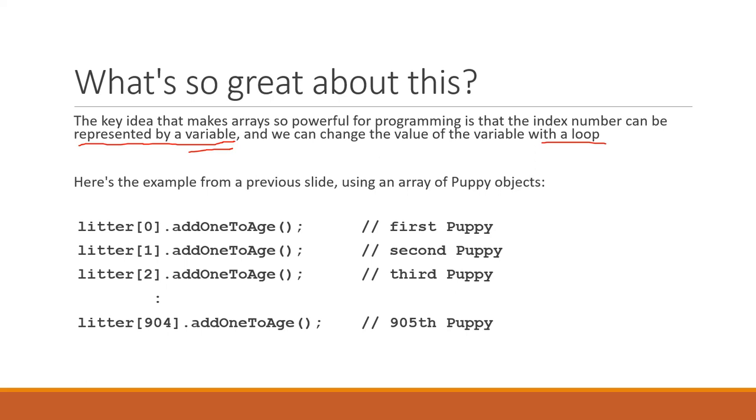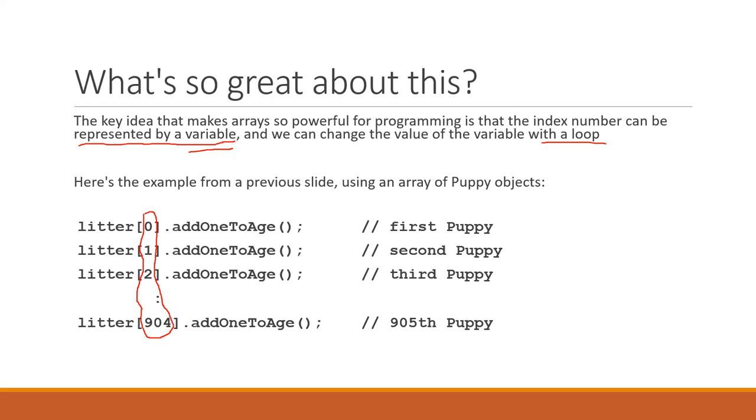And so then I would have 905 puppies in my array. So I could do it this way. Now you say, well, that's worse than the other way. But notice what happens: every statement is exactly the same except for this value inside the square brackets.